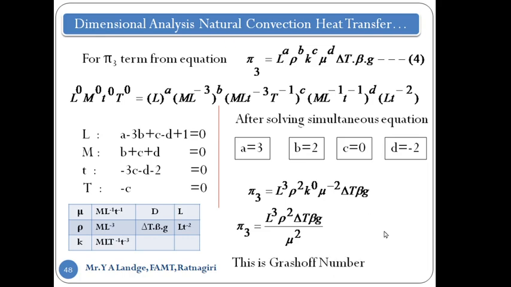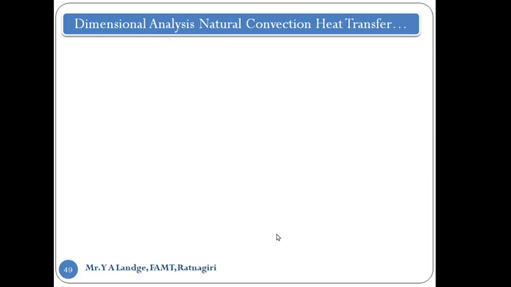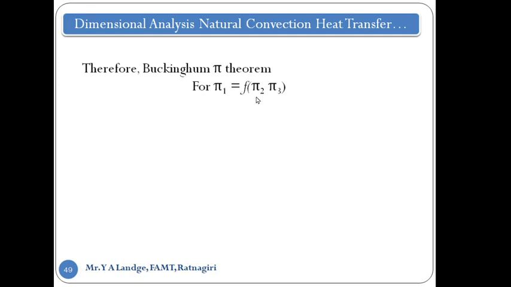So we get three numbers from the three equations, pi 1, pi 2, and pi 3. And now what is the relation between the Nusselt number, Prandtl number, and Grashof number? So as per the pi theorem, we can say that from the Buckingham pi theorem, pi 1 is a function of pi 2 and pi 3. Now what is the pi 1? Pi 1 we solve and we get the value, the dimension number. It is the Nusselt number. Pi 2 it is the Prandtl number, and pi 3 is the Grashof number. So we can write this equation as Nusselt number is a function of Prandtl number and Grashof number.